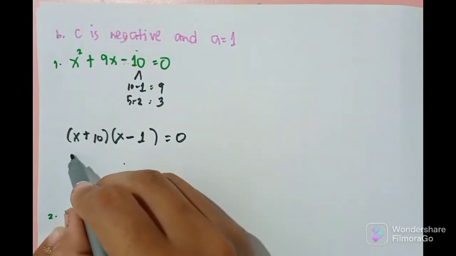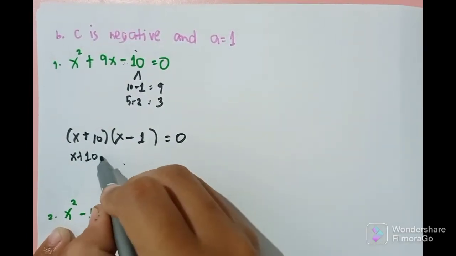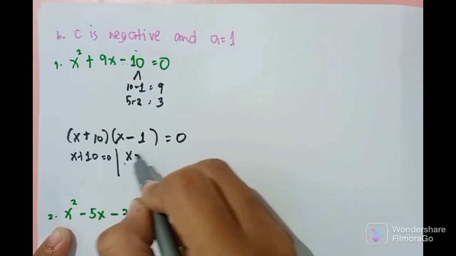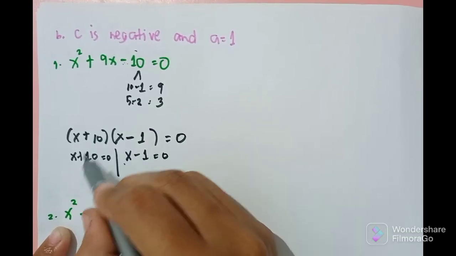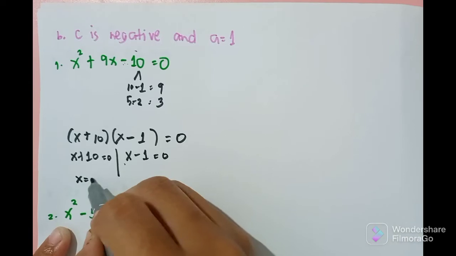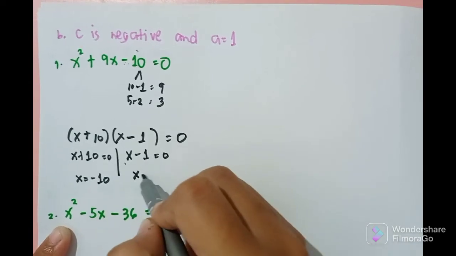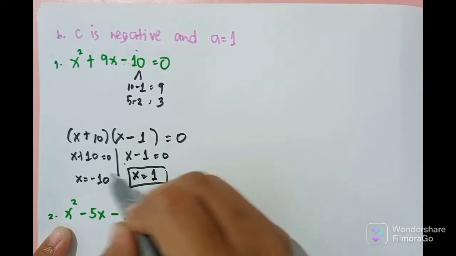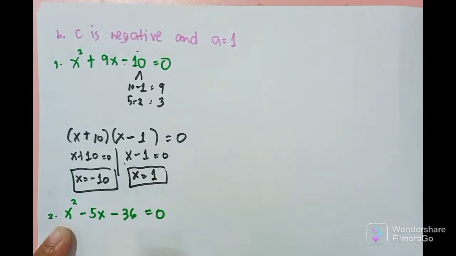So, equate na natin. So, magiging x plus 10 is equal to 0. X minus 1 is equal to 0. So, transpose. X is equal to negative 10 and x is equal to positive 1.